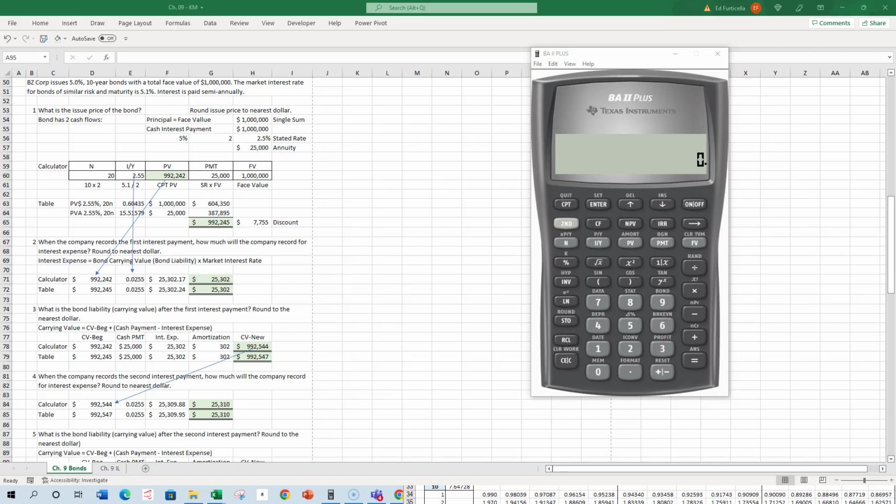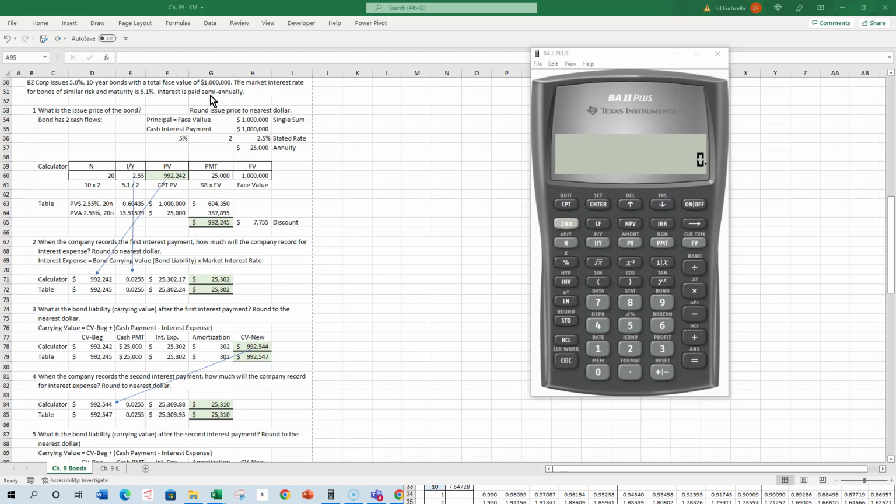Well, because bond pricing is giving people problems, let's take a look at a discount bond. BZ Corporation issues 5% 10-year bonds with a total face value of $1 million. The market rate for bonds of similar risk and maturity is 5.1%. Interest is paid semi-annually. First thing you want to note here are the characteristics of this bond.